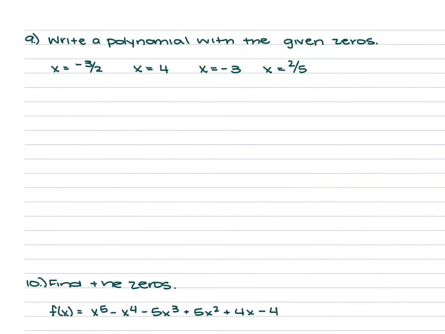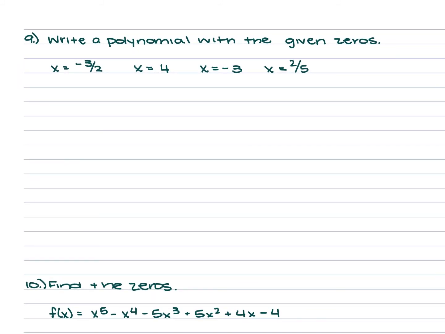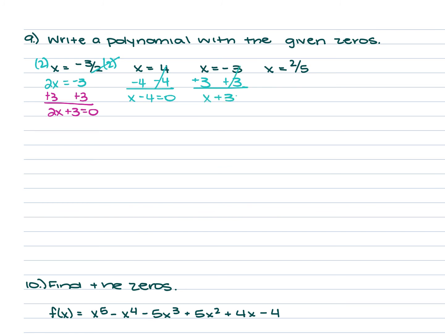If we work with the x is equal to negative 3 over 2 first, you're going to multiply each side by the 2. That cancels out the 2 on the left side, so you have 2x is equal to negative 3. You're going to add the 3 over, and that gives you that 2x plus 3 is equal to 0. For the x is equal to 4, you're going to subtract the 4 to move it over, and you get that x minus 4 is equal to 0. For x is equal to negative 3, add your 3 to move it over to be on the same side as x. So x plus 3 is equal to 0.